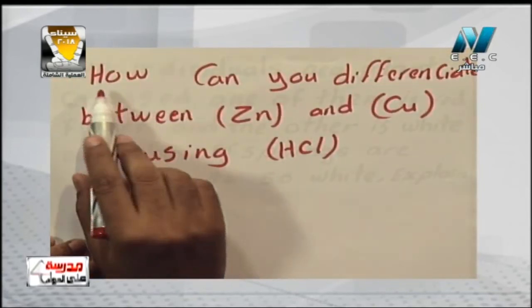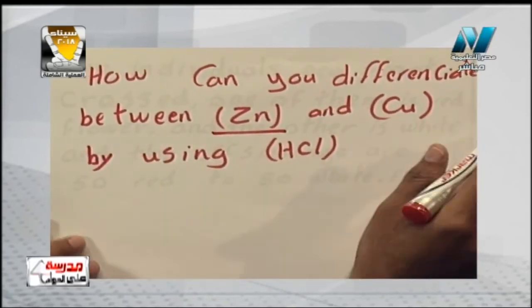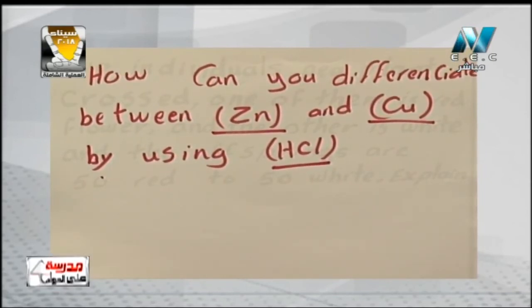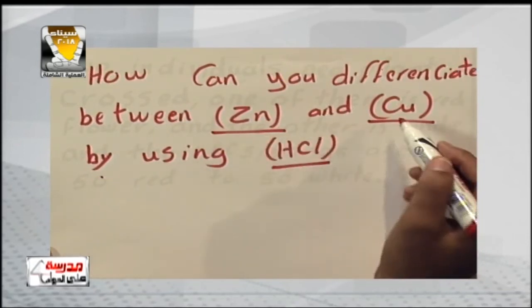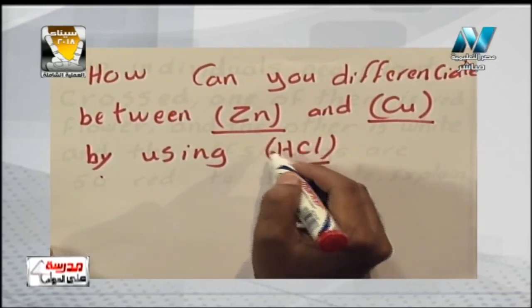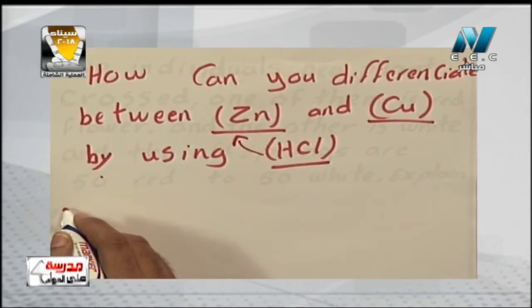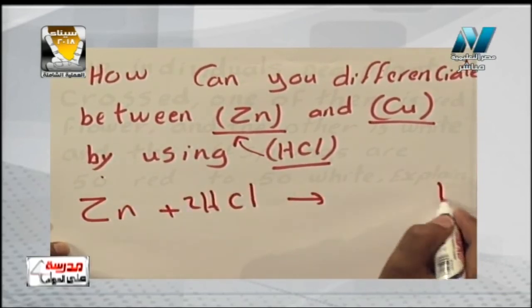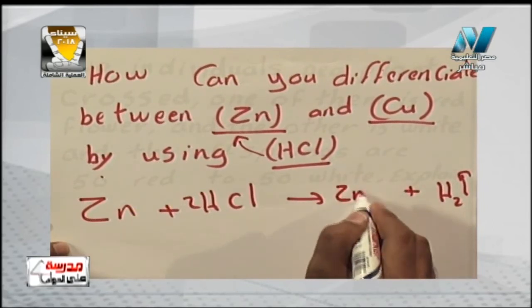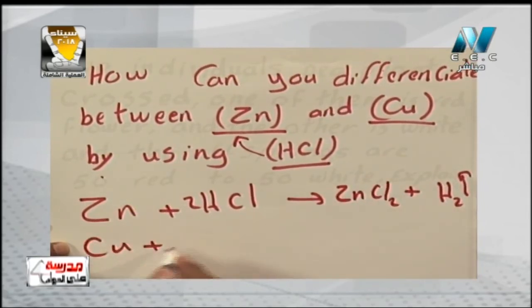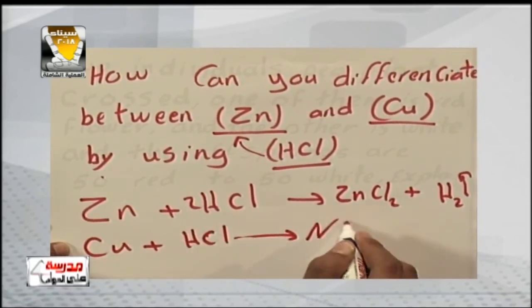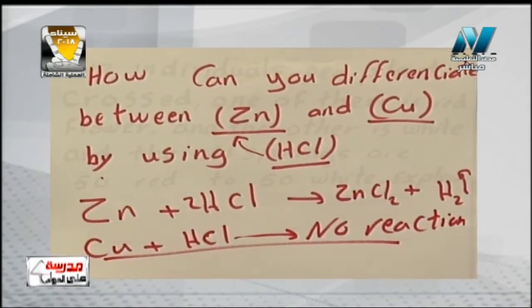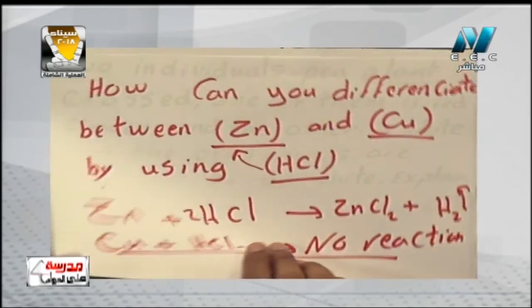Another one, Mr. Muhammad? How can you differentiate between zinc and copper by using HCl? We must add HCl to zinc and to copper. If we add HCl to zinc, they will react together and hydrogen gas evolves. But in the case of Cu, there is no reaction, because copper is less active than hydrogen in the chemical activity series.